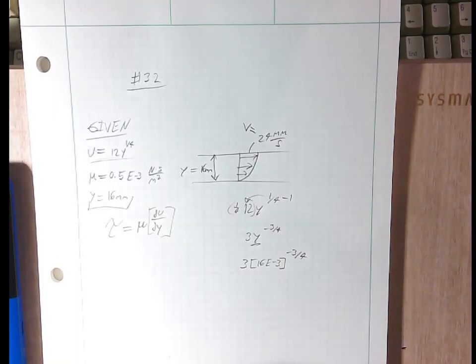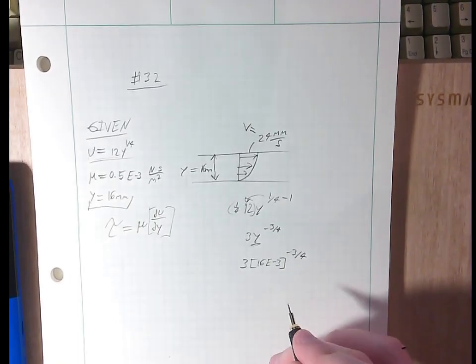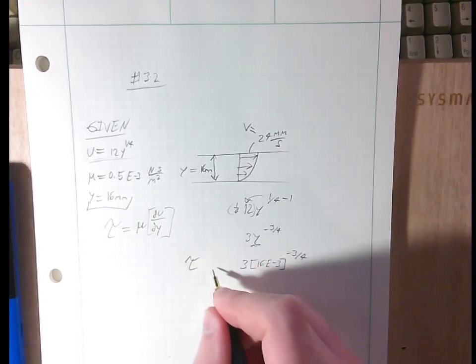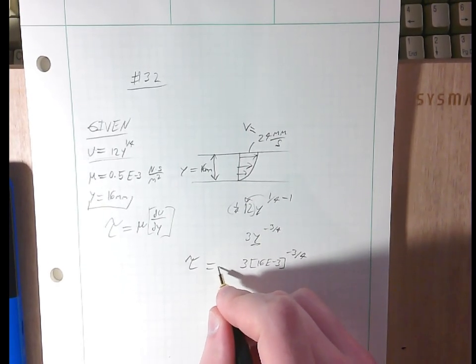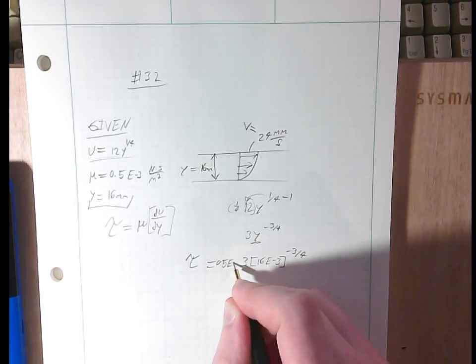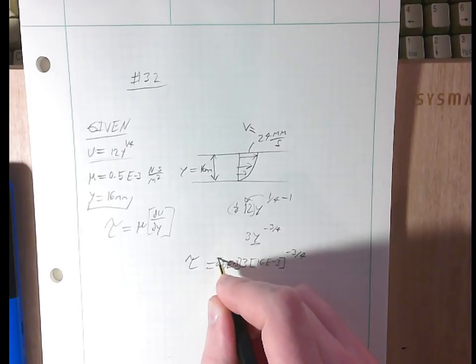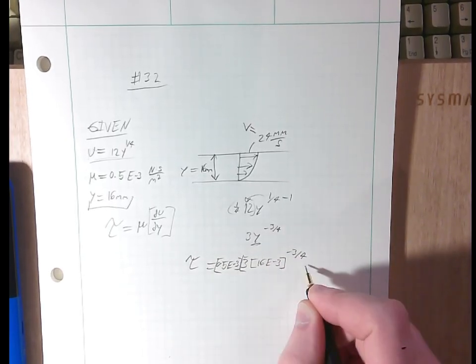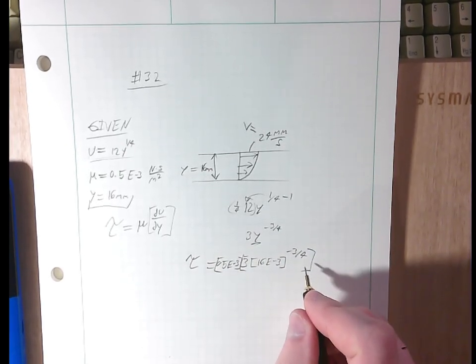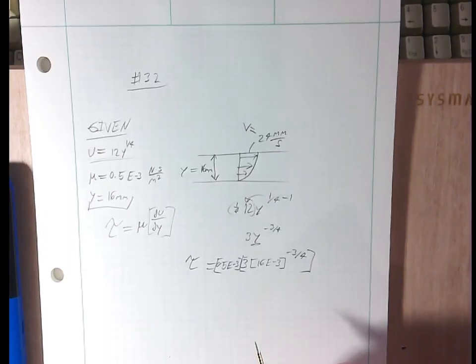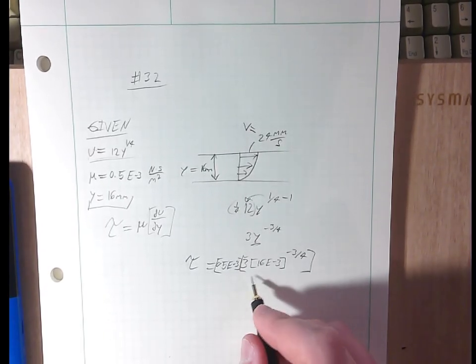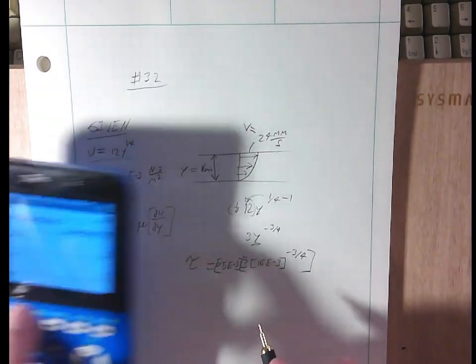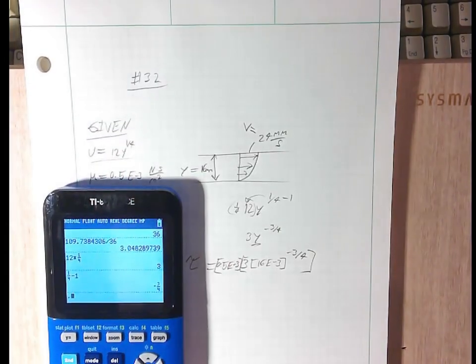We know what our mu is equal to. So now tau is equal to 0.5 e to the negative third times this. All right. So let's plug it all in then, and hopefully we should get the right answer.